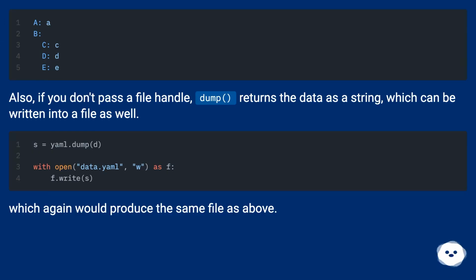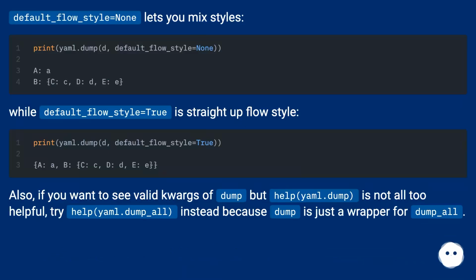Also, if you don't pass a file handle, dump returns the data as a string, which can be written into a file as well, which again would produce the same file as above. Default_flow_style=None lets you mix styles, while default_flow_style=True is straight up flow style.